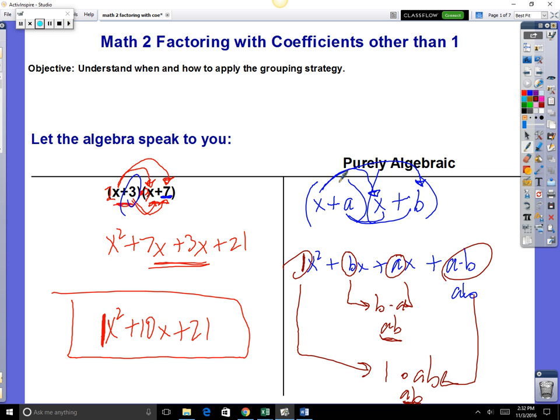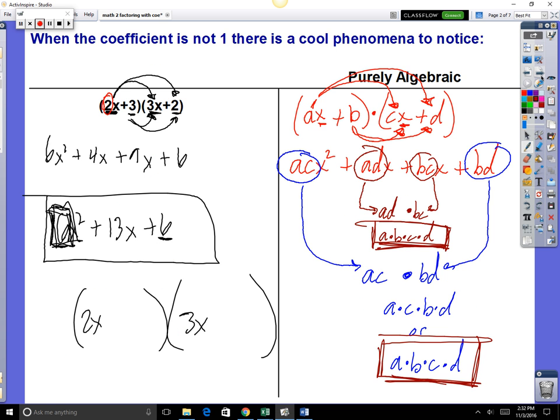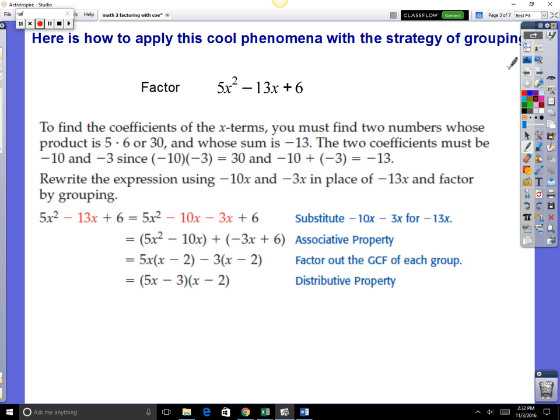So after you distribute, you've got 4 terms, and if you take the number of the first and the number of the last and times them, it gives you the number of the middle times the number of the middle. Now that's handy. That's way useful. Here's why it's useful. Here's how to apply this phenomenon with the strategy of grouping. We're going to use grouping.